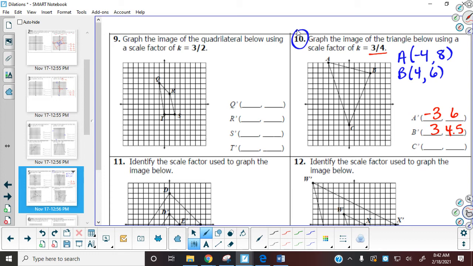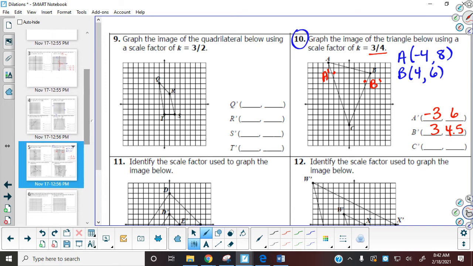Okay, so I'm going to go ahead and plot these: 1, 2, 3, 1, 2, 3, 4, 5, 6. That's my new A. My B is over 1, 2, 3, 1, 2, 3, 4.5. That's my new B. And I'm going to let you guys go ahead and plot your new C. Again, I'm going to give you some feedback within that Ed puzzle.